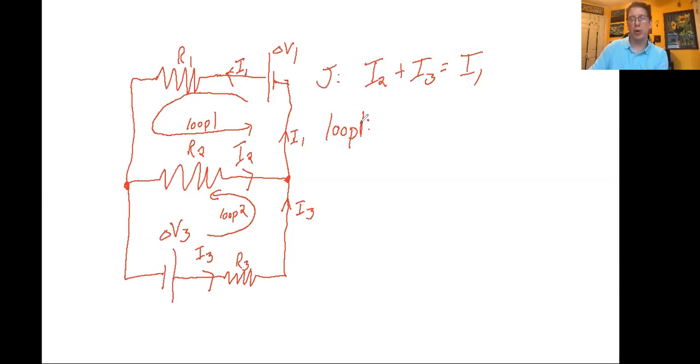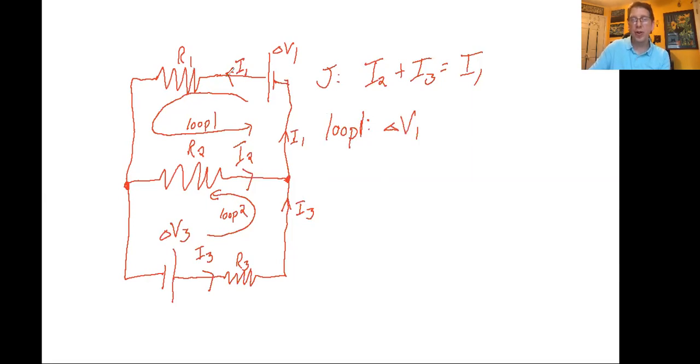So how does that look? So we'll start with the EMF source, delta V1. So this is loop 1. We've drawn the loop so that it's coming out of the positive and into the negative. So that's called a voltage rise. So that's delta V1.